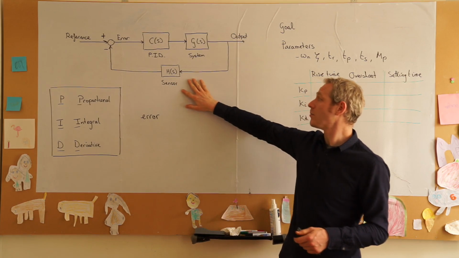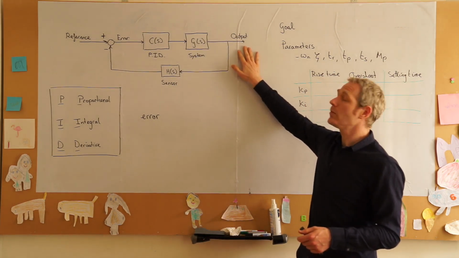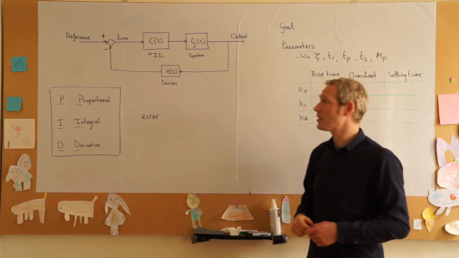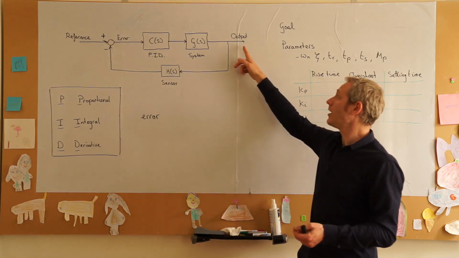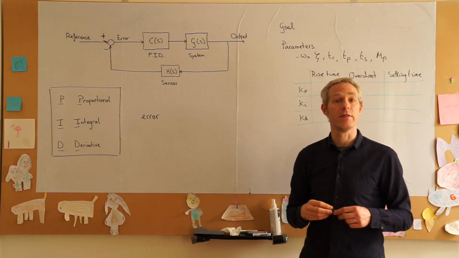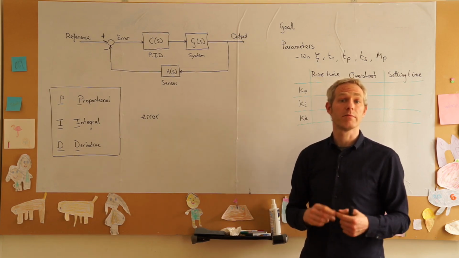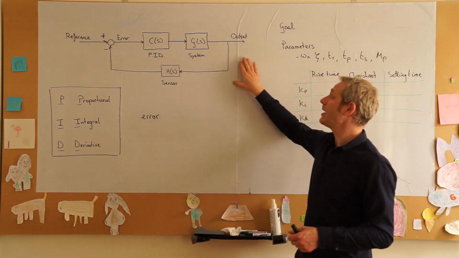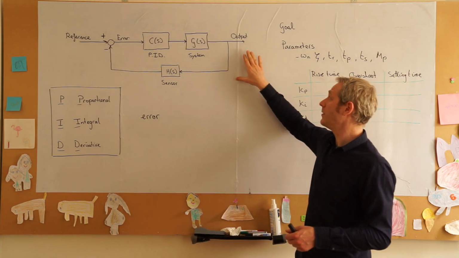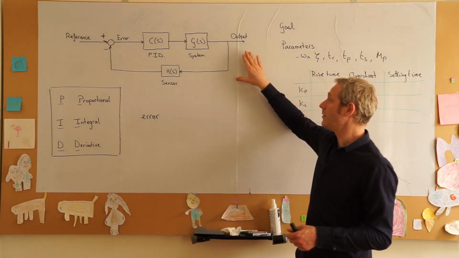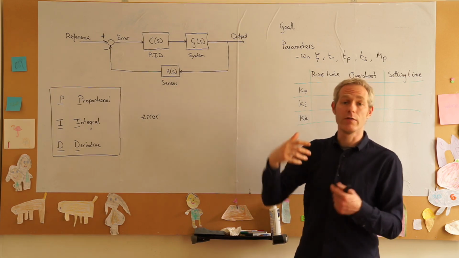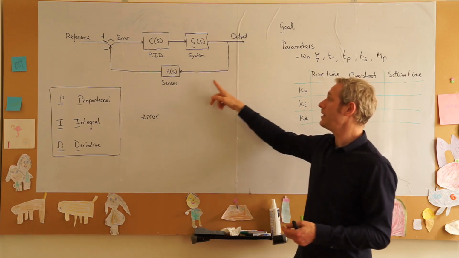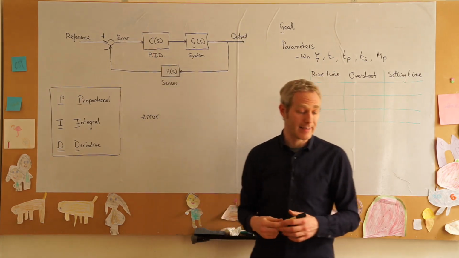I've added a sensor block here because let's say we're trying to achieve a certain speed in an aircraft. We don't directly measure the speed. We measure pressure. And so we have an air pressure sensor, we use a pitot tube and a static input to make sure that we can convert that pressure into a speed, which then can be used to calculate that error.